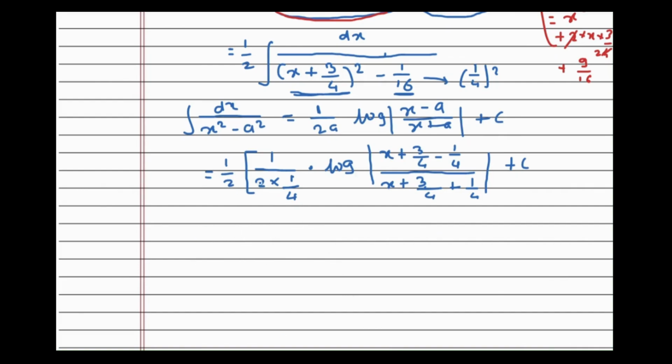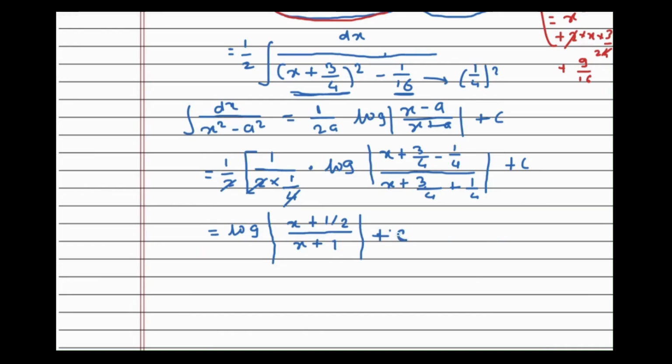So this 2 into 2 to the 4, and this 4 gets cancelled. Nothing remains there. So what remains is log of modulus of, the denominator is the same, 3 minus 1 is 2, 2 by 4 is 1 by 2, x plus 1 by 2 upon, in the denominator 3 plus 1 is 4, 4 by 4 is 1. That results in x plus 1. This is modulus plus c. This is the final answer.